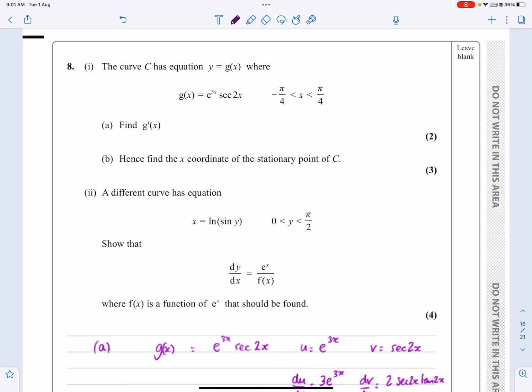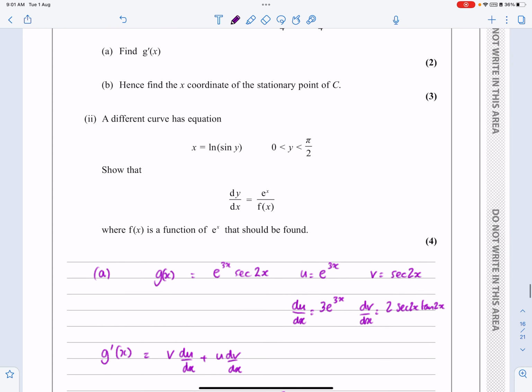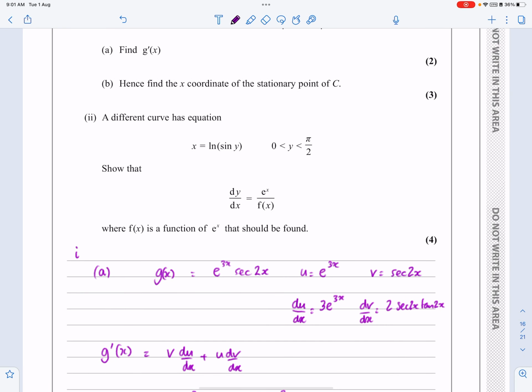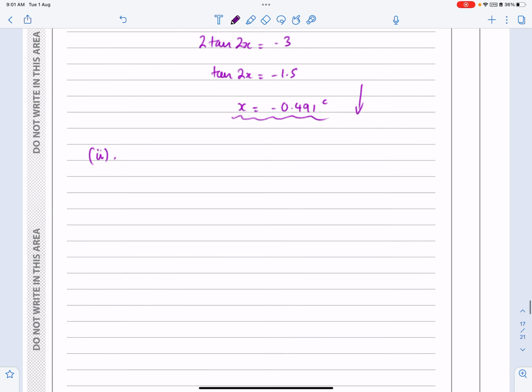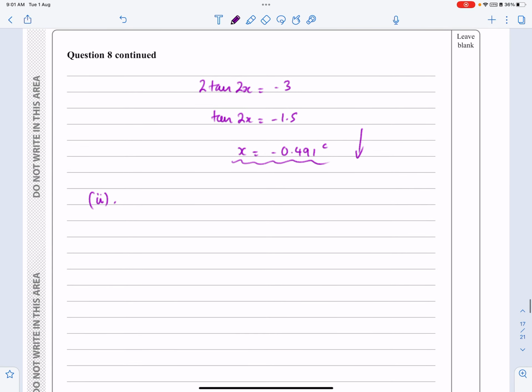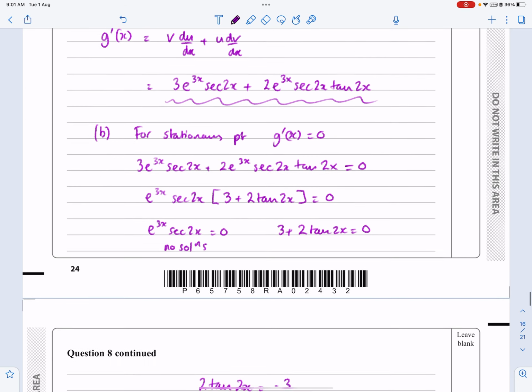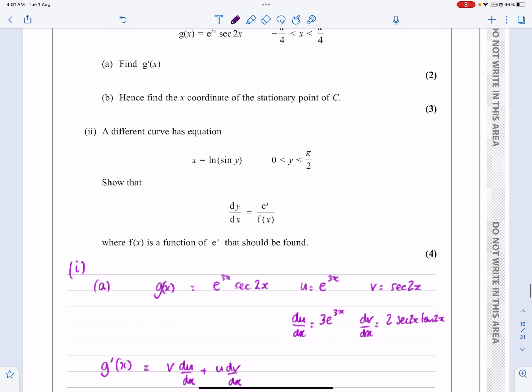A different curve has an equation, x equals log sine y. Right, this is a completely different question. So as you look at this, you almost say, right, part 1 and part 2 are not connected in any way. Actually, I should have called that part 1, part A, part 2. So what have we got here? We've got x equals log sine y. And what do I need to do with it? It says, can we show that dy by dx is equal to whatever?